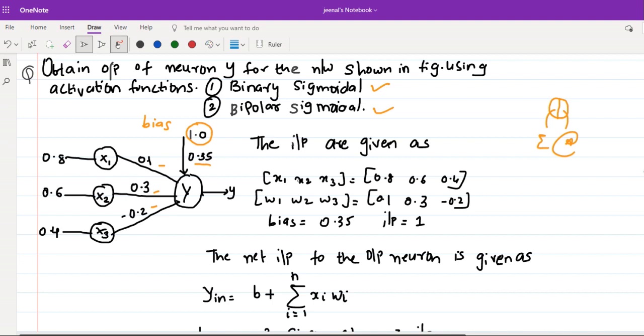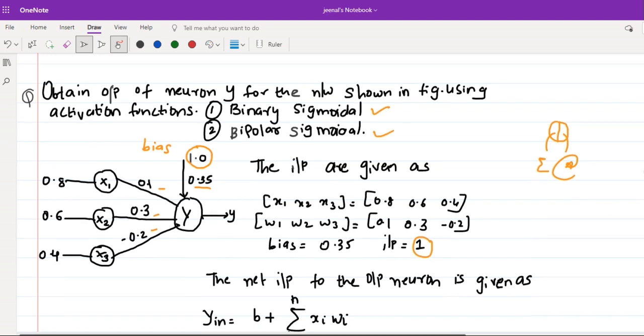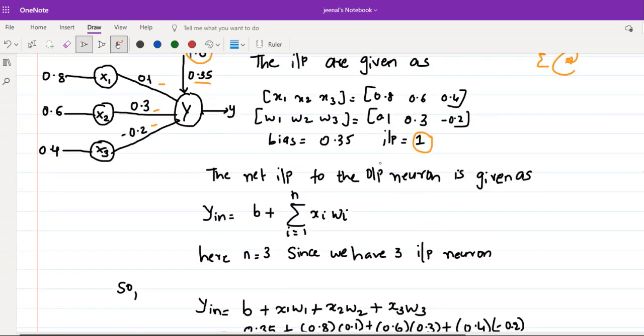We have inputs given as x1, x2 and x3. We have weights w1, w2 and w3 and bias as 0.35. Input to the bias always remains 1. So the net input to the output neuron is given by this formula: Y in is equal to bias plus the summation of xi wi, where i is ranging from 1 to n. N here is 3, since we have 3 input neurons.